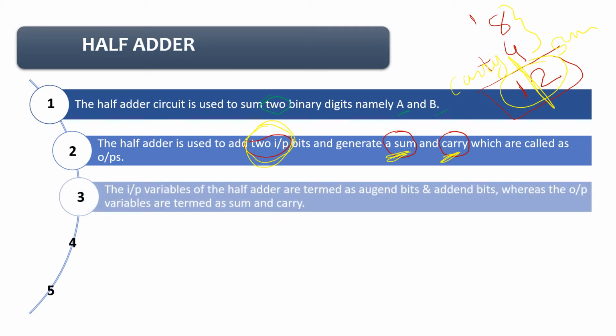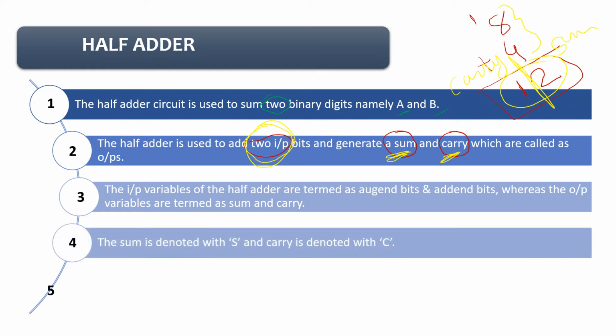Okay, so now let's see the third point. The input variables of the half adder are termed as augend bits and addend bits, whereas the output variables are termed as sum and carry. This is just technical words, the augend bits and the addend bits. This is just for the technical reason. Okay, now let's see the fourth point. The sum is denoted with S and carry is denoted with C. That we will see in the circuit. When we draw the circuit for the half adder, you will come to know that S is for the sum and C is for the carry.